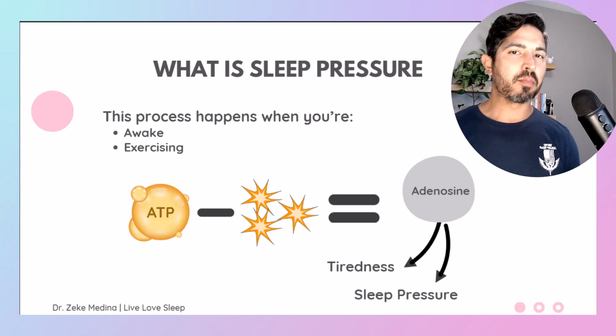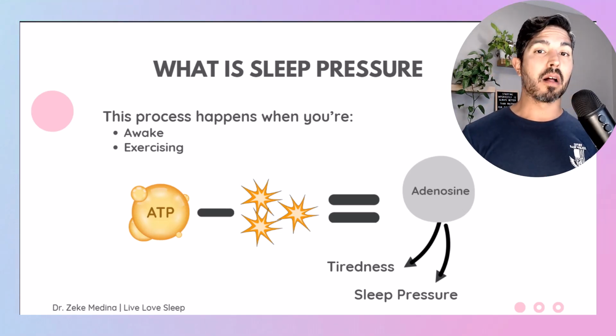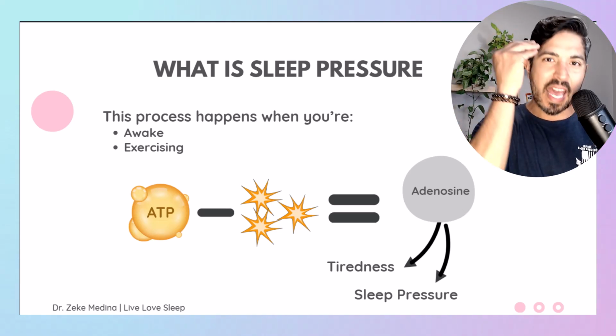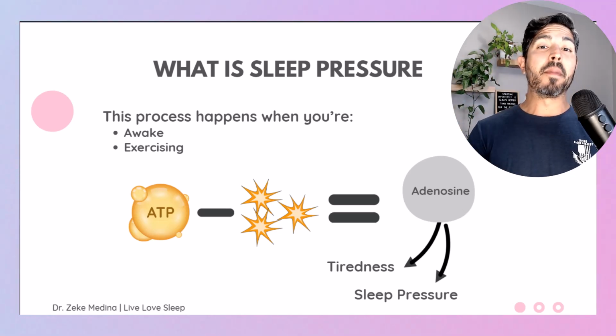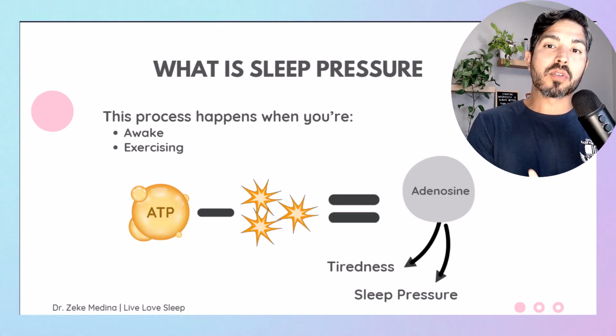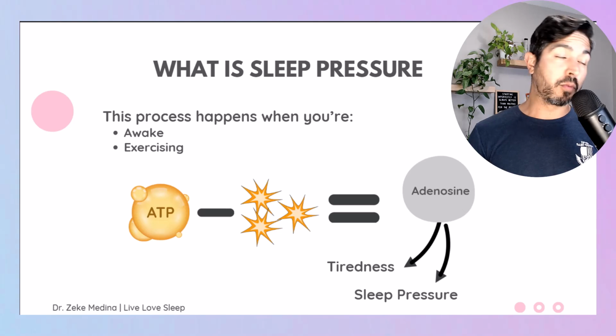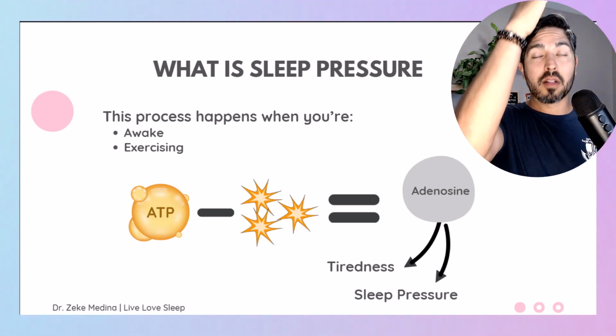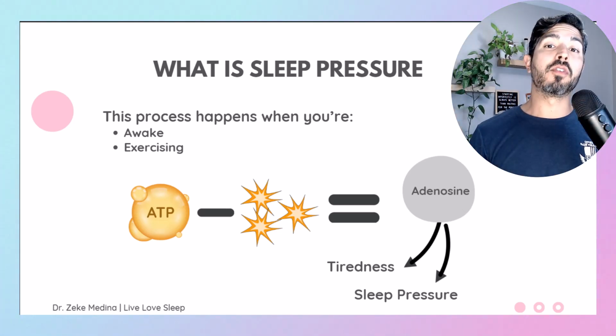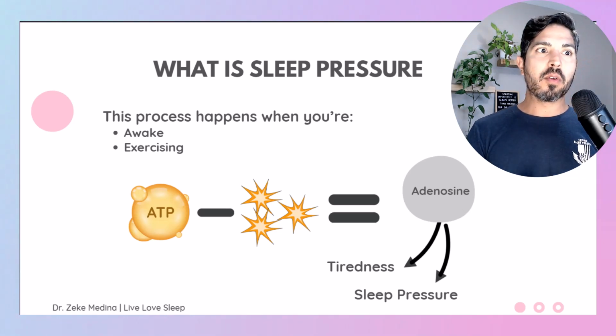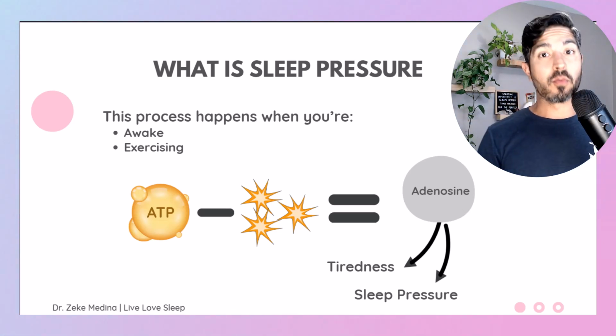So let's talk about sleep pressure. It's a molecule that is broken down into something we call adenosine. We have adenosine receptors in our brain that make us feel drowsy and tired. That's essentially what we call sleep pressure. When we sleep, that adenosine molecule starts to deplete and gets converted. So the only way to really bring it down is a good night's rest.